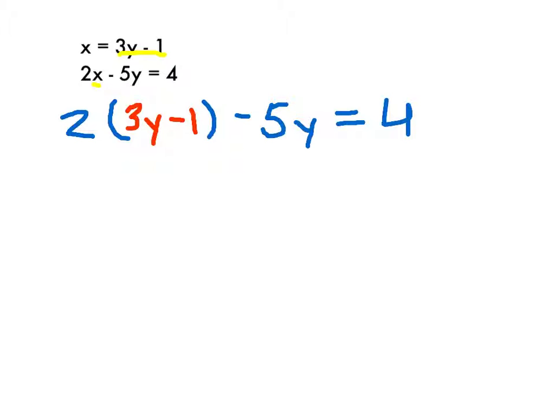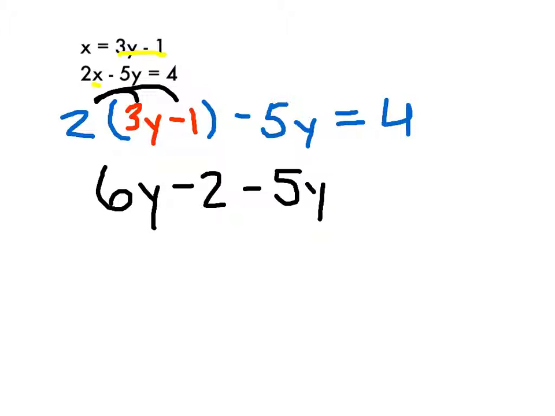But from this point on, it gets a little bit easier. We have only one variable now, y and y. What we're going to do is we're going to go ahead and distribute this 2 in order to solve the equation, get y by itself. So that gets us 6y minus 2 just by distributing here. Then I'm going to continue writing out the rest of the equation. So that's going to be minus 5y, that's a y, equals 4.